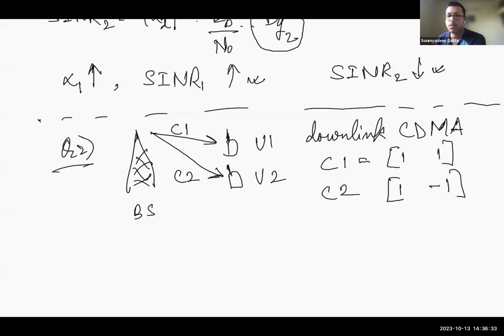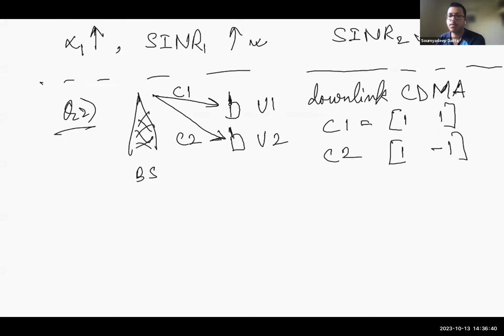So let us say C1 is 1, 1, and C2 is 1, minus 1. C1 and C2, as we see, are orthogonal codes, because if you do the dot product of C1 and C2, you can see it is 0, right? So C1 and C2 are orthogonal codes that are being used to send some information. I'm just showing the process so that you can do it for your assignment also.